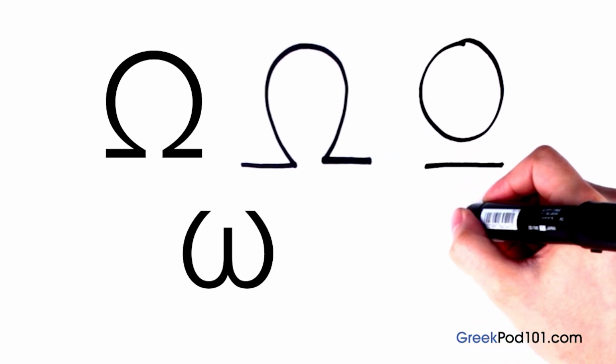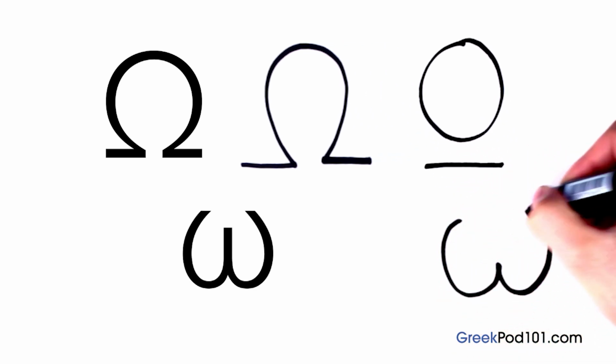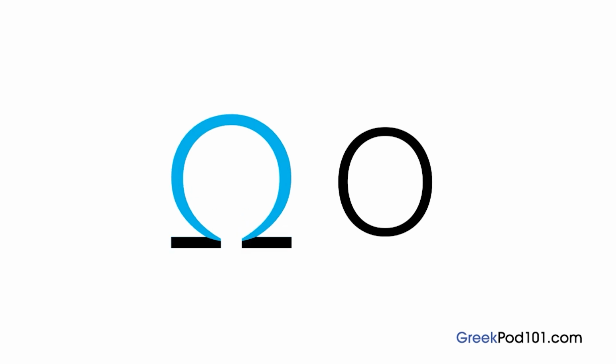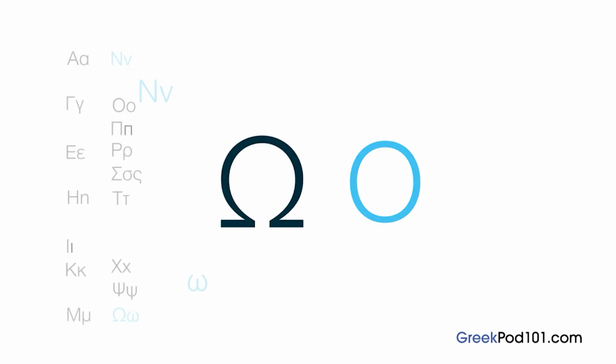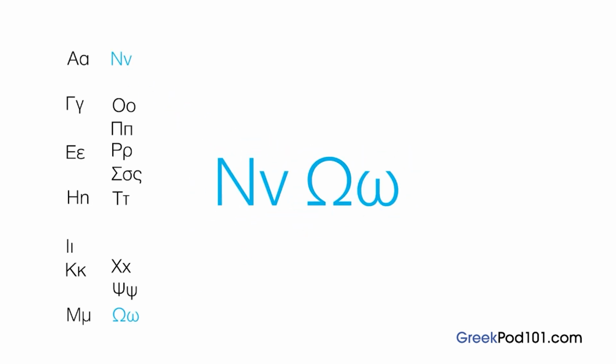And here's the lowercase form. Think of omega as a big omicron. Actually, this is what its name means. Omega, big O, while omicron means small o. Now let's see what new words we can make.